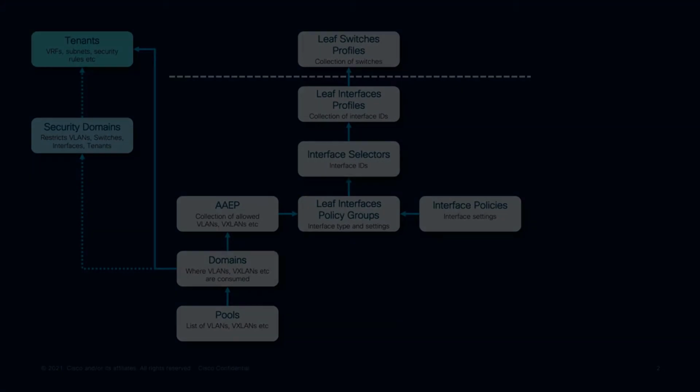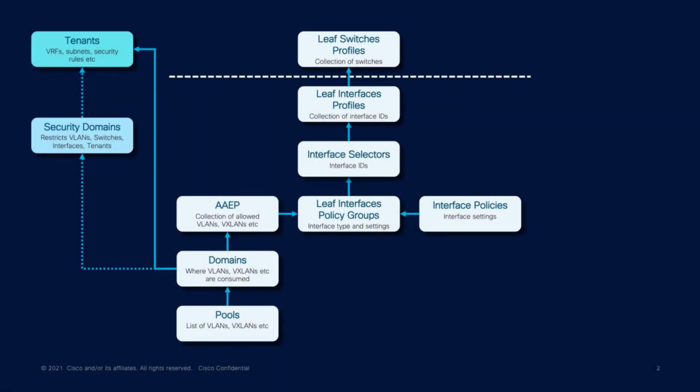What we'll do now is we'll hop over to the access policies and we'll start configuring all of these different policies that we looked at previously. We'll look at the pools, the VLAN pools, we'll look at the domains, the AEPs, the interface policy groups, the policies, etc., etc.